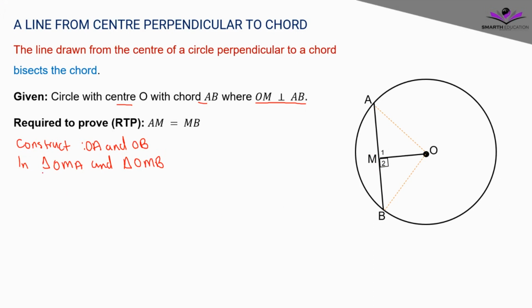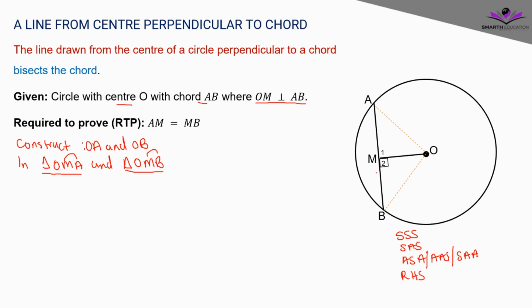If triangle OMA is congruent to triangle OMB, then it means that MA is equal to MB. So we need to prove that these two triangles are congruent. Remember the conditions for congruency. We have side, side, side. And then we have side, angle, side. And then we have angle, side, angle. This one also can have angle, angle, side. You can also have side, angle, angle, right? And then the last one will be right angle, hypotenuse, side.